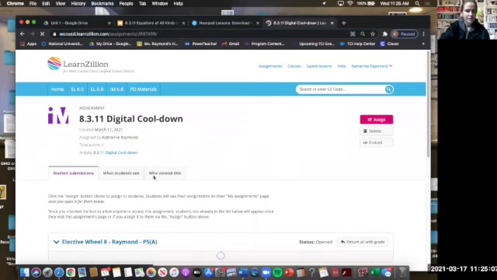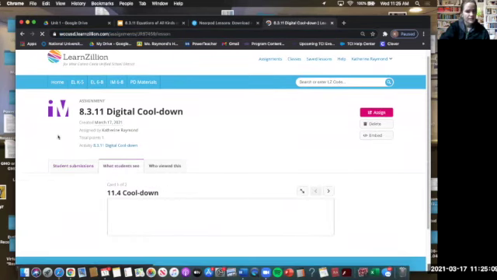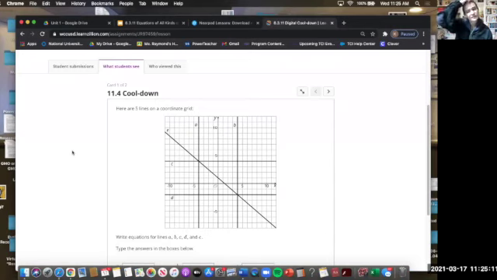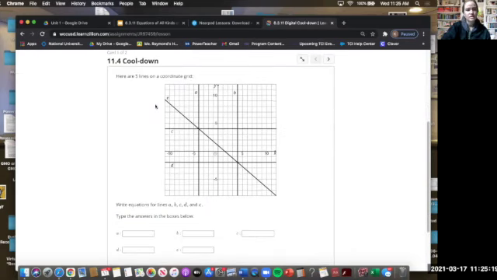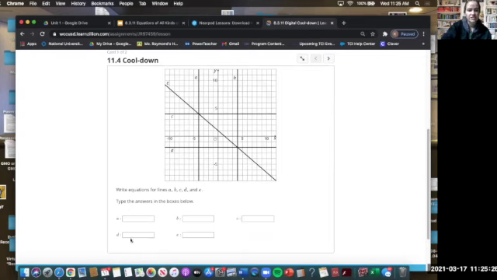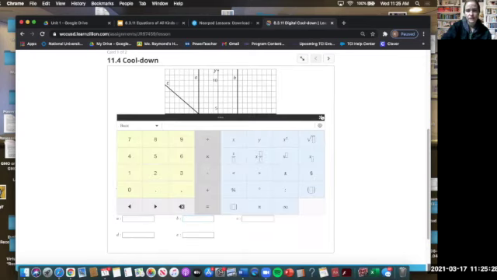Okay, so here's the cool down for today. Super similar to the activity we just did, and it gives you 5 lines, and then you're just supposed to find the equations for each of these lines. So make sure you remember the equations, and if you need me to go back to the equation slide, I can. And then just type your answers in the boxes below.